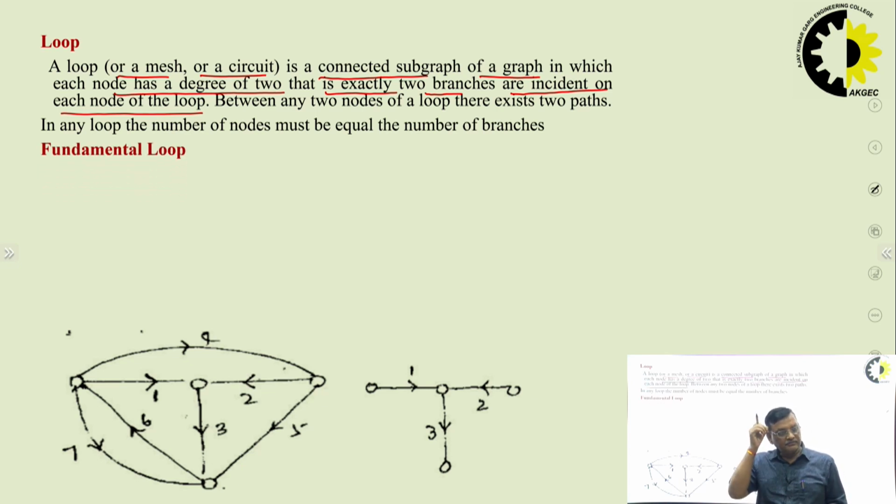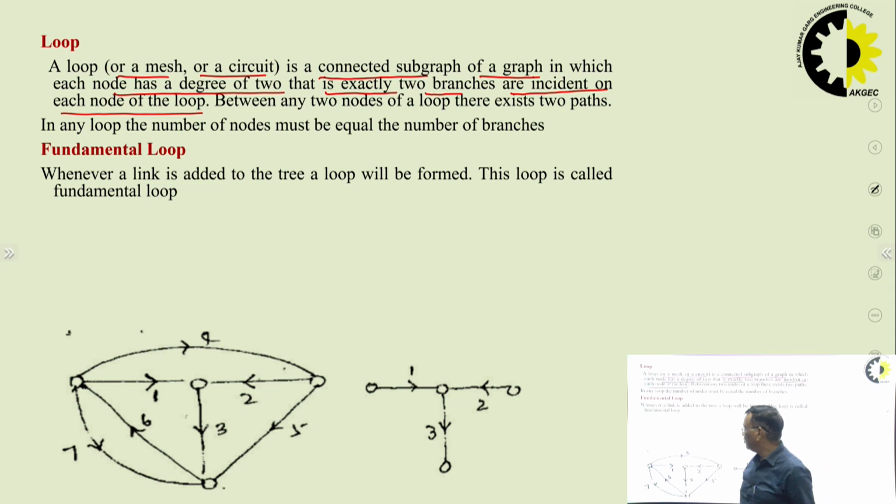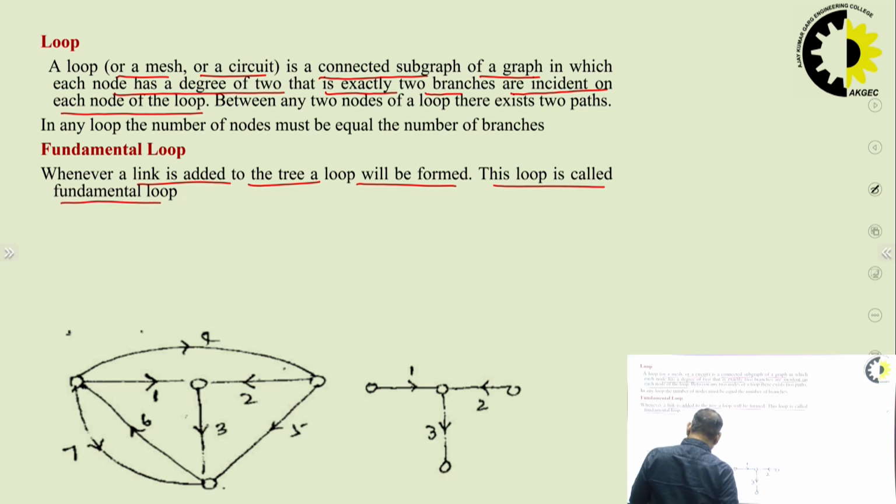Then there is another term, that is the fundamental loop. So what is a fundamental loop? A fundamental loop is applicable to a tree. Whenever a link is added to the tree, a loop will be formed. This loop is called a fundamental loop. Suppose this graph is given, and we have selected a tree having the branches 1, 2 and 3. So this is one tree of this graph.